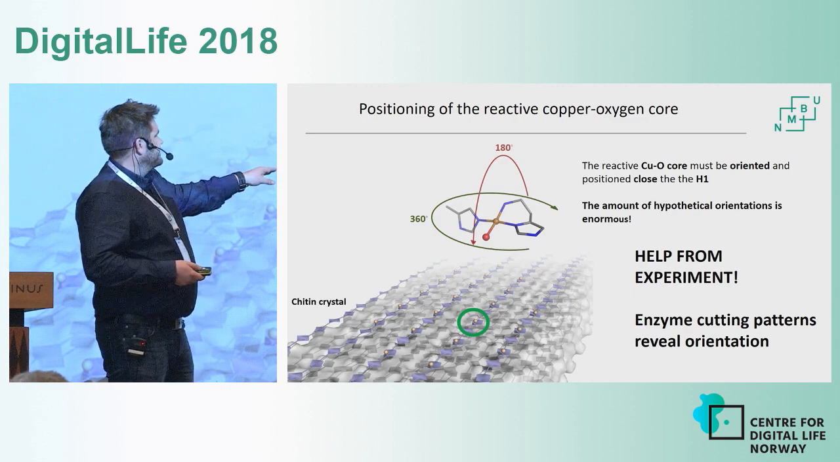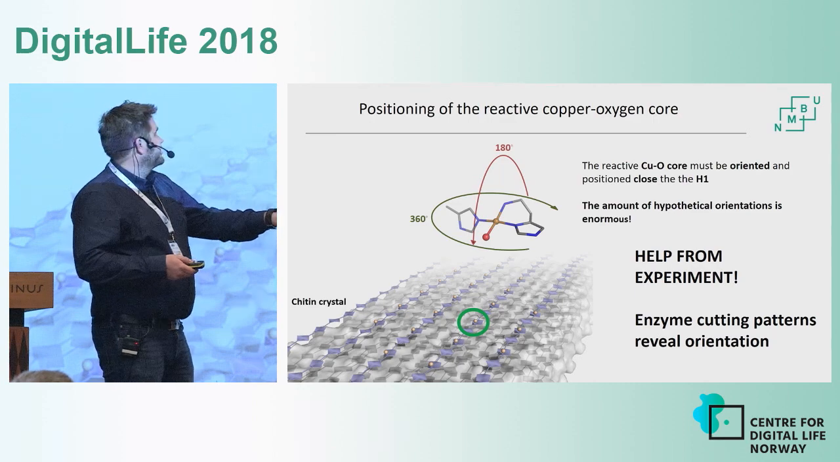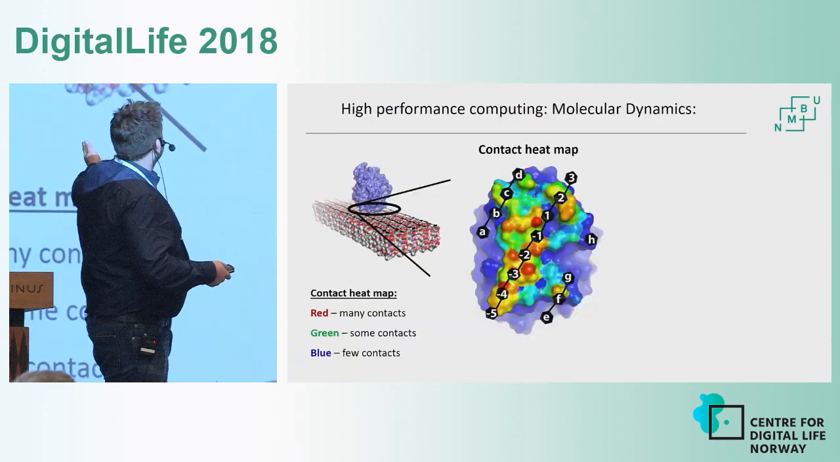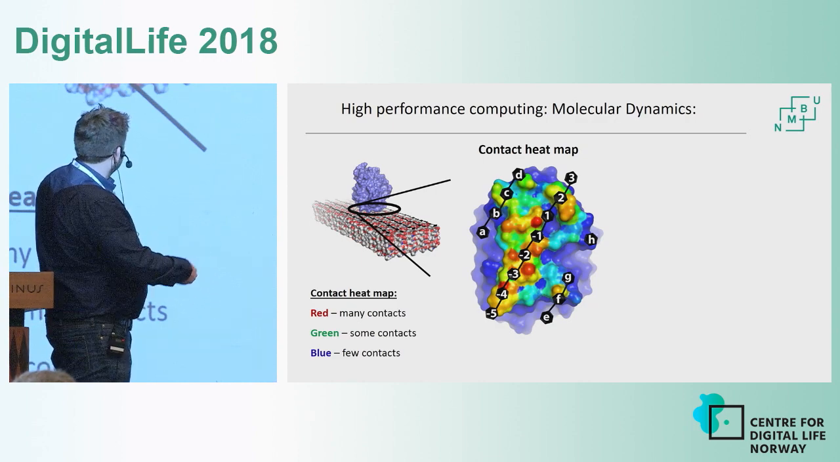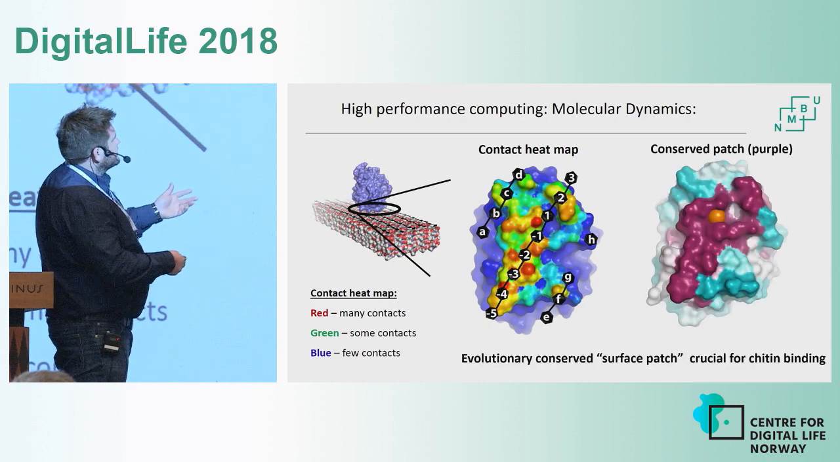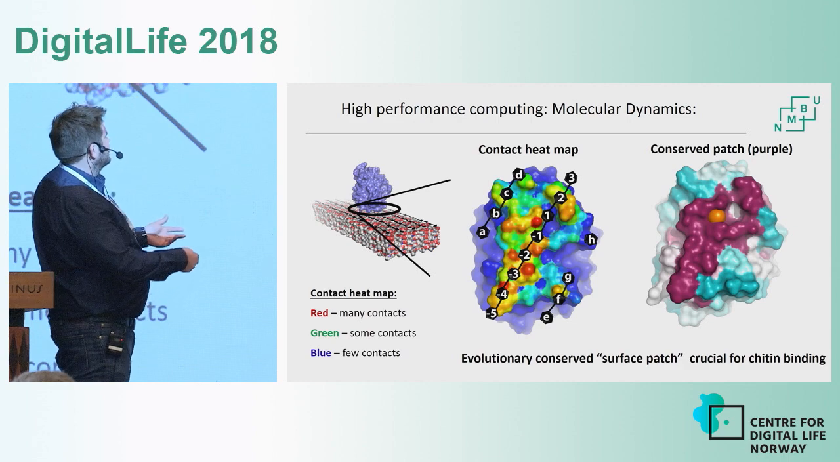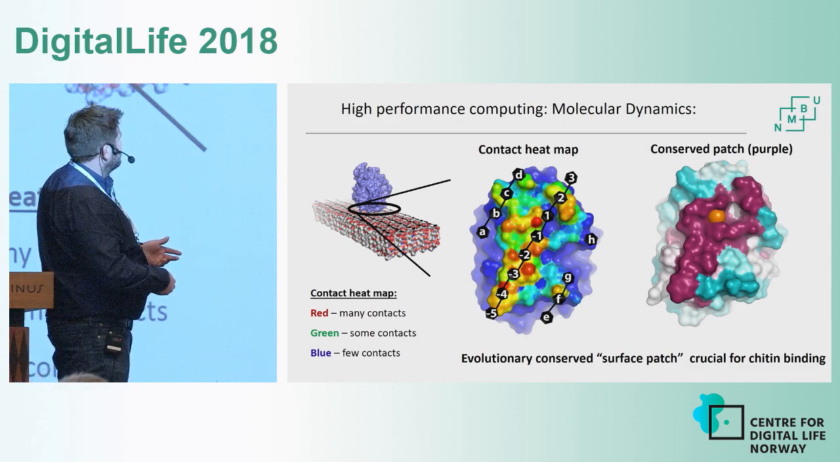So, help from experiment. We look at cutting patterns, and we find out how the enzyme binds to the substrate in a particular orientation. We use MD simulations to look at how the surface interacts with the polysaccharide chains. And we see that there's a conserved patch of amino acids that is mainly binding to the substrate, actually.